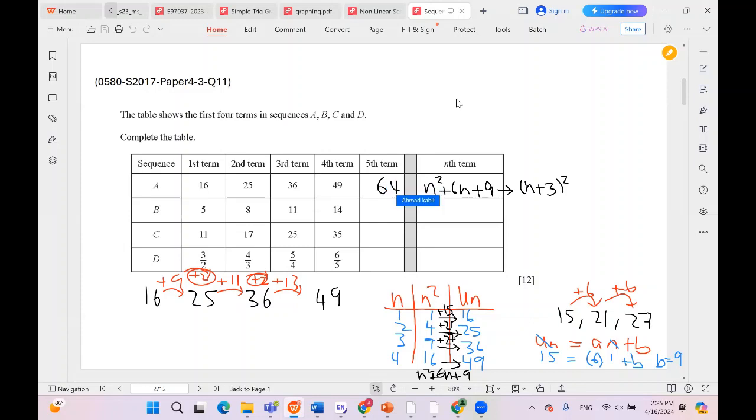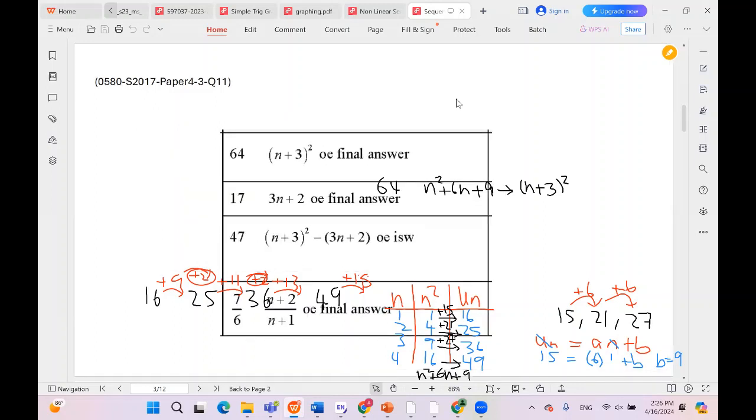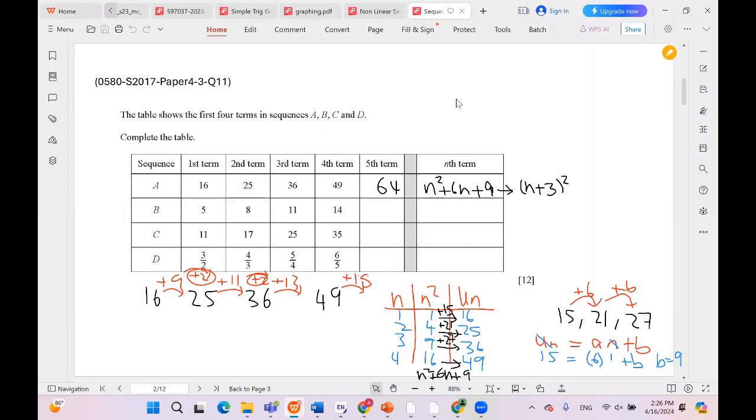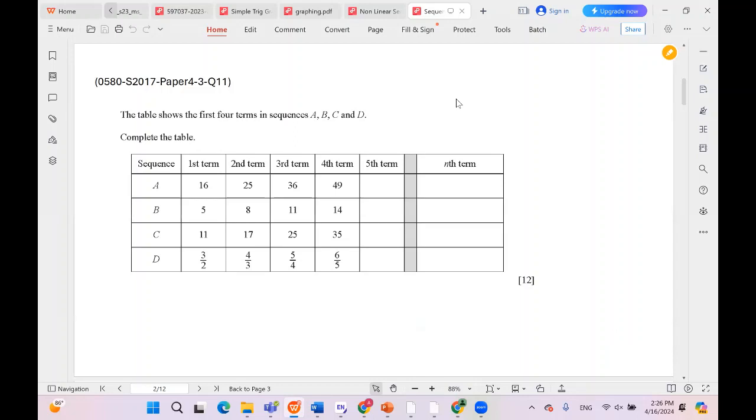Or you could have just noticed the pattern. We have plus 9, plus 11, plus 13. So we can do here plus 15. Again, this will give us 64. So you can either get the fifth term first and then the nth term, or you can do it the other way around. Both of them are correct. So let's just check the answer to sequence A so that we can clear the screen and give ourselves space to work out the rest of the sequences. So for sequence A, we have 64 and n plus 3 all squared. These are both correct.